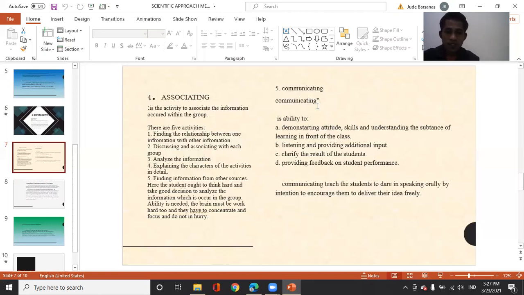Communicating teaches the student to learn speaking orally, with the intention to encourage them to deliver their ideas freely, without fear or shyness. They are free in conveying their ideas in front of their friends.